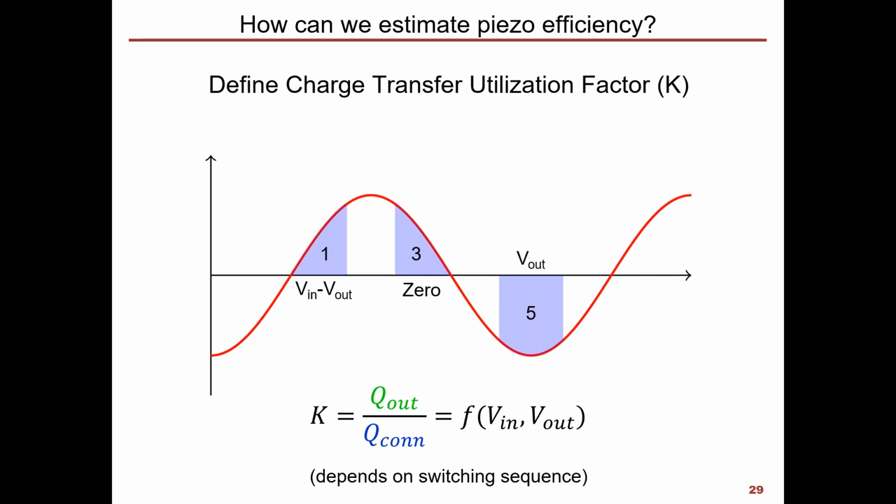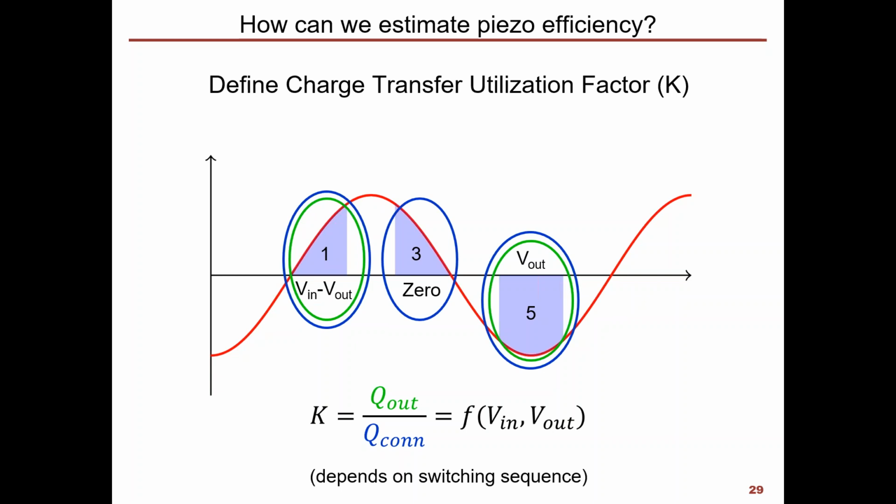And so just to show briefly, if we take our example sequence with Vn minus V out, 0 V out, to calculate K, we would say, well, what's the stage 1 and stage 5 charge transfer, because those are delivering energy to the output, divided by the total charge transfer during all connected and zero stages.